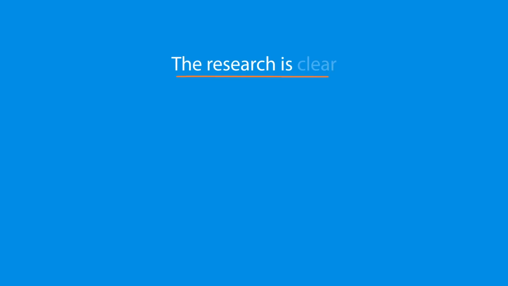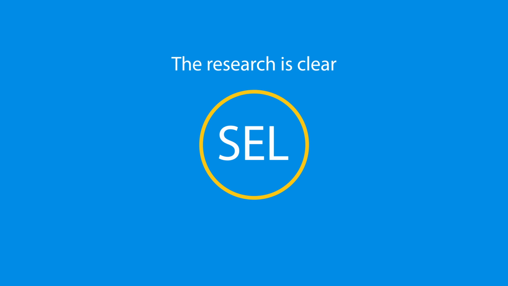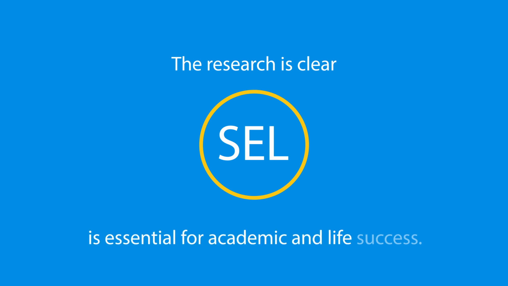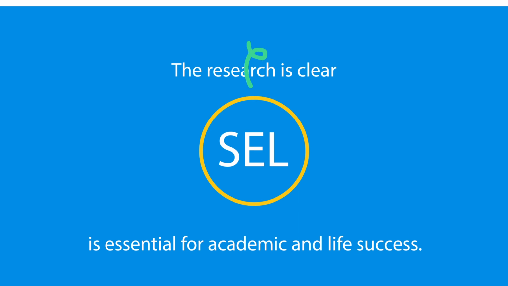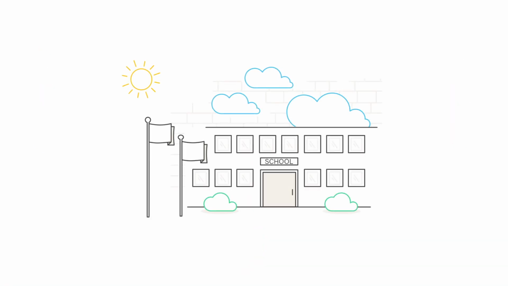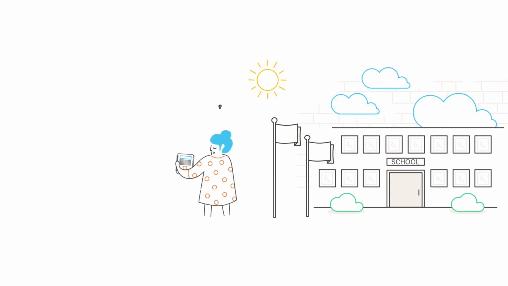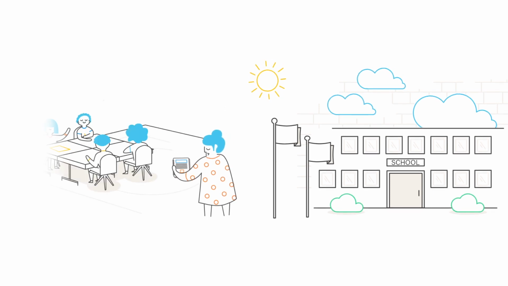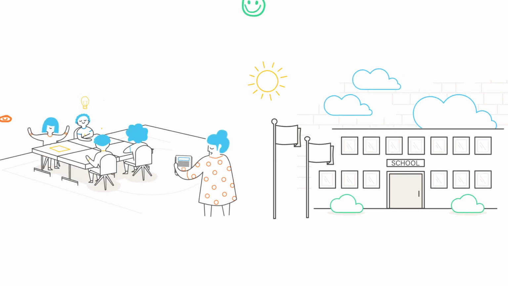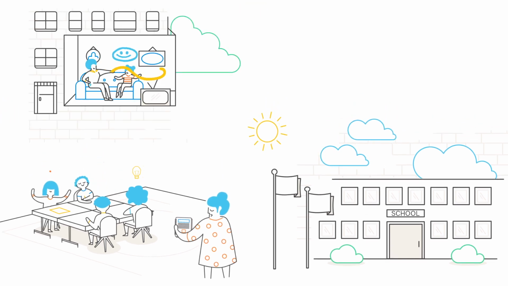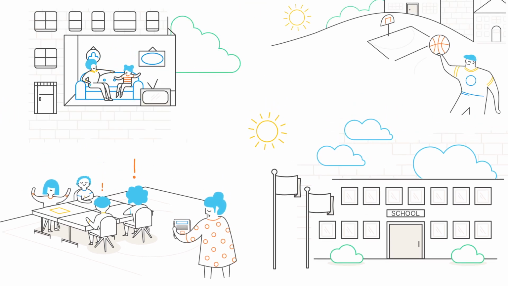The research is clear. Social and emotional learning, commonly known as SEL, is essential for academic and life success. But how do schools implement and infuse SEL into every part of students' educational experience, in all classrooms, during all parts of the school day and beyond, and in partnership with families and community?